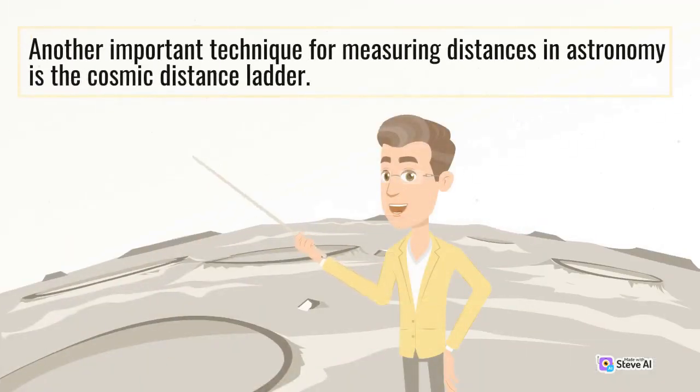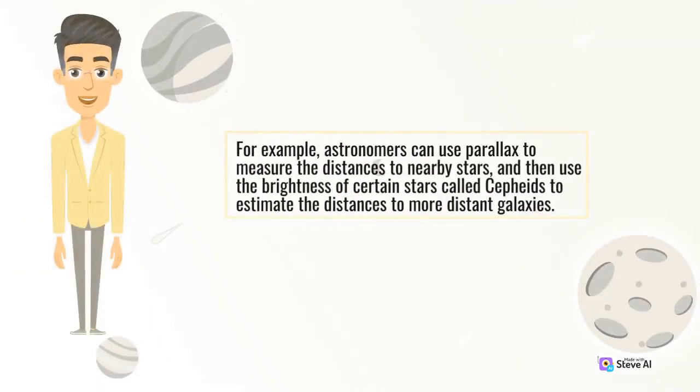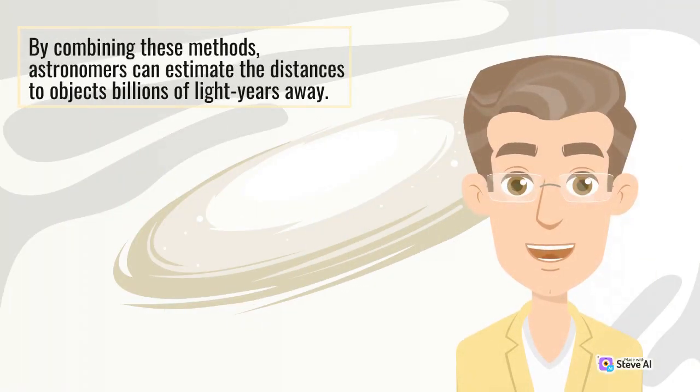Another important technique for measuring distances in astronomy is the cosmic distance ladder. This technique involves using a series of progressively more distant and precise methods to measure distances to celestial objects. For example, astronomers can use parallax to measure the distances to nearby stars, and then use the brightness of certain stars called Cepheids to estimate the distances to more distant galaxies. By combining these methods, astronomers can estimate the distances to objects billions of light-years away.